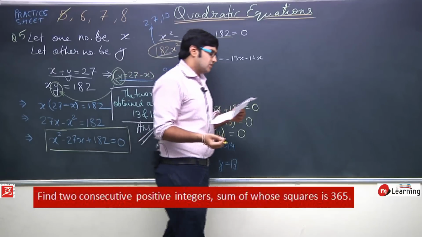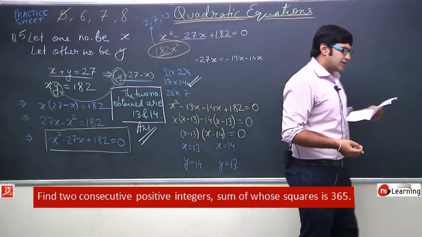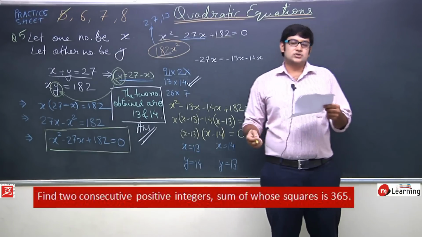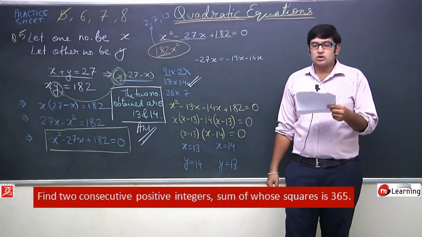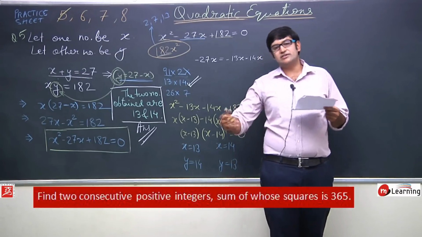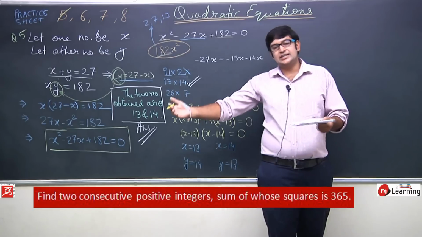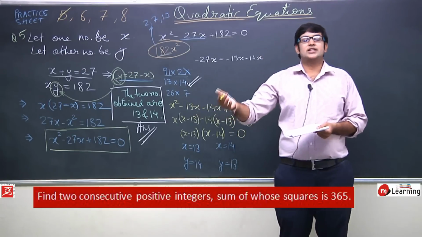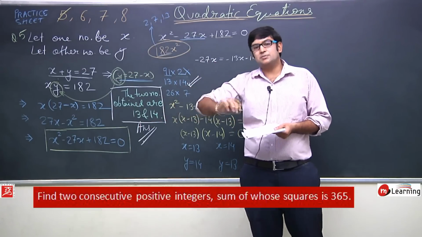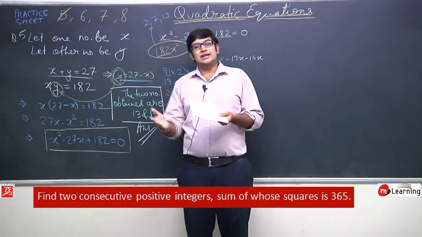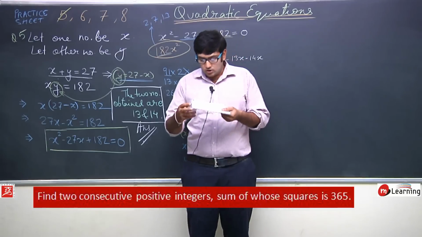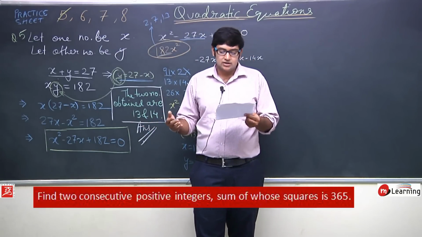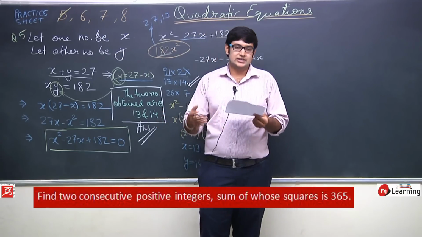Question number 6 says, find two consecutive positive integers, sum of whose squares is 365. So in this question you need to find two consecutive positive integers. What are consecutive integers? Consecutive means adjacent integers. For example, the consecutive integer for 5 is 6, then the consecutive integer for 6 is 7. Just plus 1. So in this manner I need to determine the two consecutive integers which are positive.